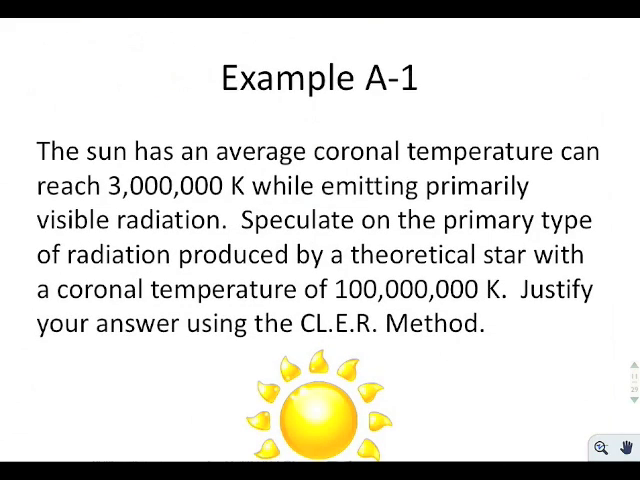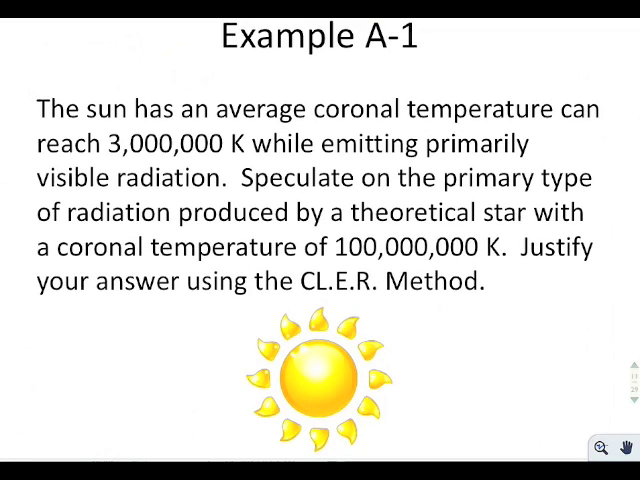Example A1, it says the sun has an average coronal temperature of 300 million Kelvin. Speculate on the primary type of radiation produced by a theoretical star with a coronal temperature of 100 million. Justify your answer using the CLEAR method. Okay, so remember when we're talking about the CLEAR method, we need a conclusion, we need evidence, and we need reasoning.